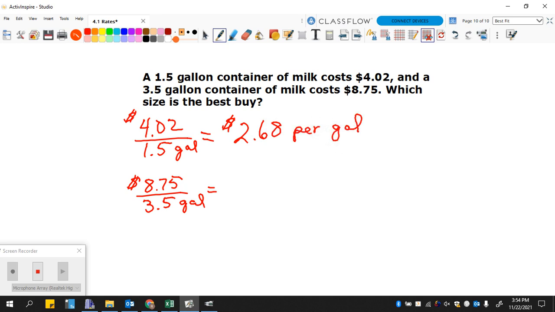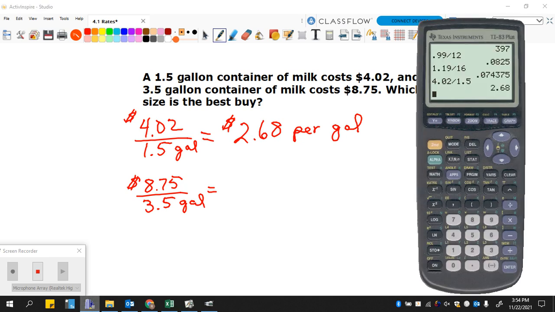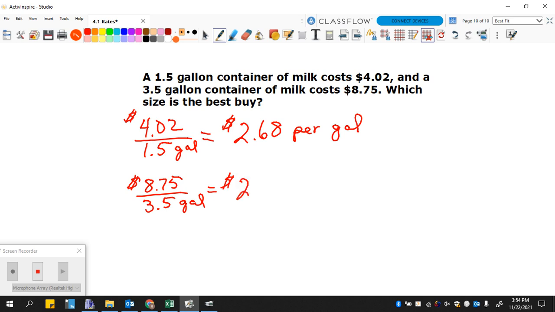If we do the bigger one, $8.75 divided by 3.5 gallons, you end up with $2.5, but you don't say it as $2.5. You write it as $2.50 per gallon, which is the better deal as long as you drink all 3.5 gallons.